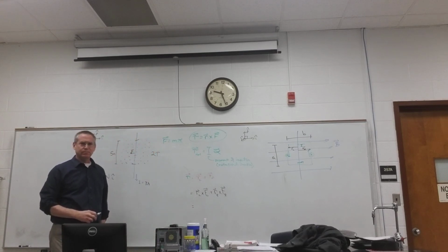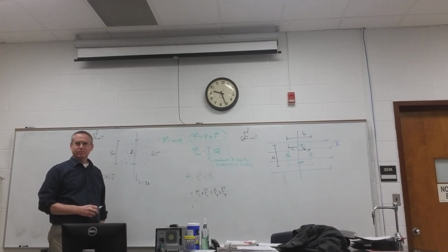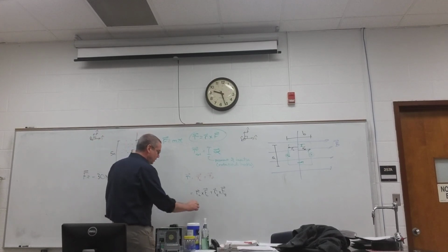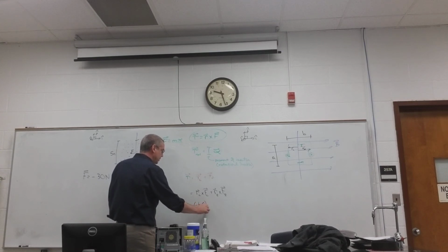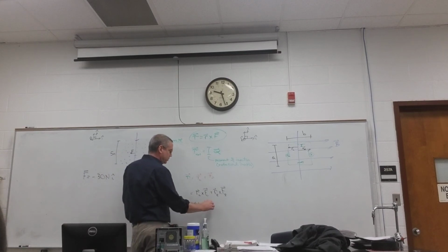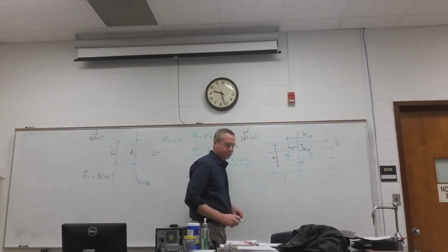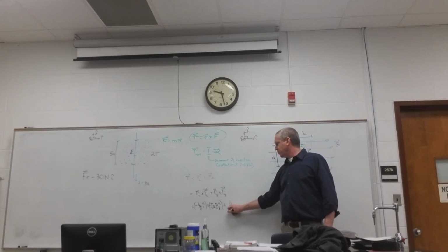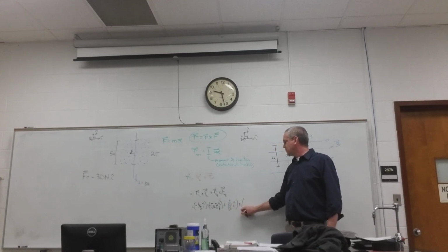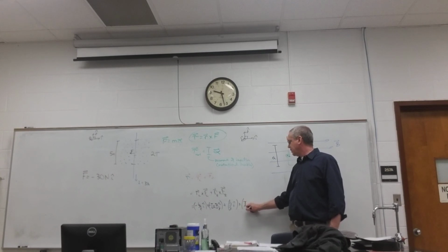What is R left? What's the magnitude of R left? One half b. What's the direction? Negative. So I have negative b over 2 i hat cross, and the force we've established is going to be negative current times, what's the length? A, times our magnetic field B in the negative j direction. Plus R right, well, it's just going to be the opposite of what we have there. So b over 2 i hat cross I A B j hat.